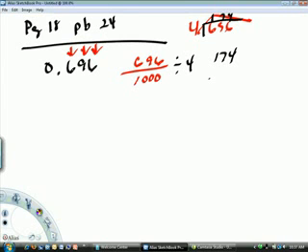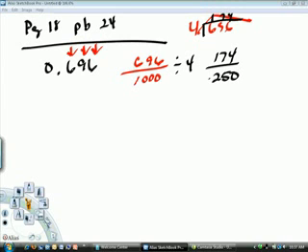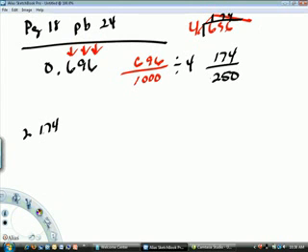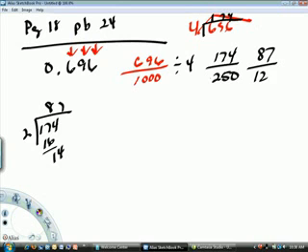We're not done yet. Can you reduce this any further? I get 250 on the bottom, because dividing 1,000 by 4 gives 250. Okay, so can I reduce this down smaller? Well, like you said, what if we try 2 again? So 174 divided by 2 gives me 87. And 250 divided by 2 is what? We can do that in our head. 125.